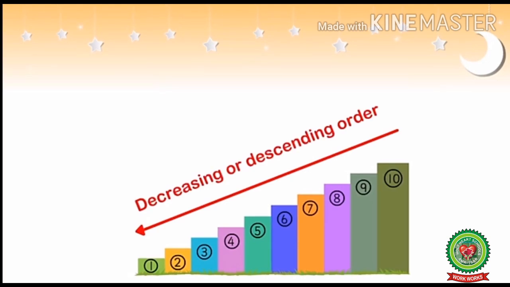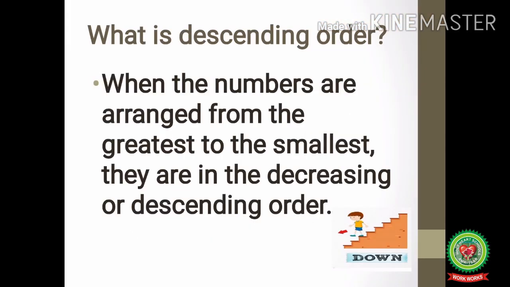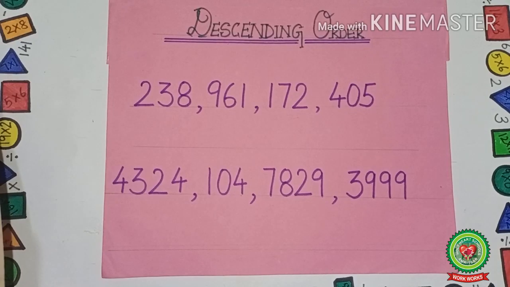Did you observe that as he comes down each step, he is descending or moving towards a smaller number than the previous number? Thus, we can say that when numbers are arranged from the greatest to the smallest, they are in the decreasing order or descending order. So kids, what is descending order? When the numbers are arranged from the greatest to the smallest, they are in the decreasing or descending order. Let us take some examples now.